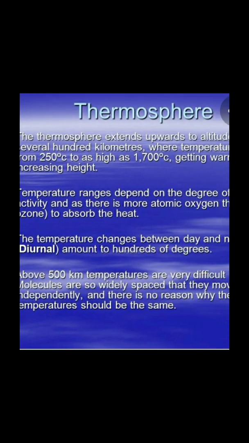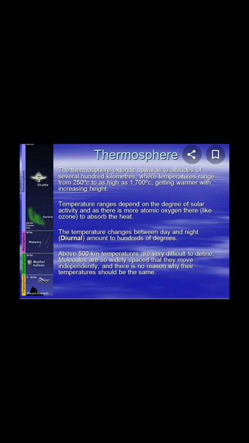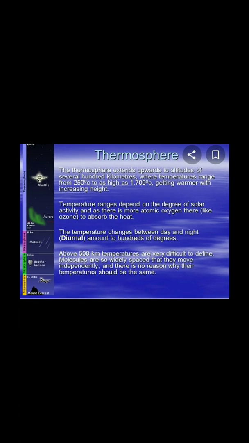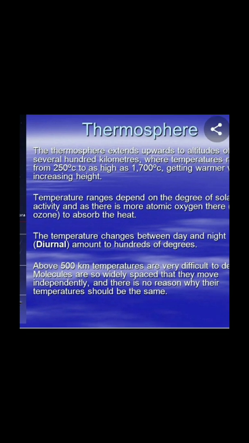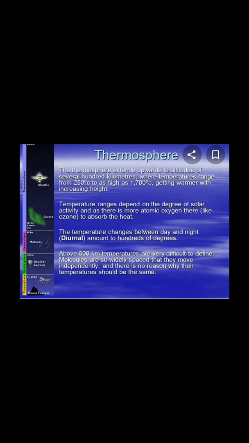The temperature changes between the day and night, the diurnal amount, come to hundreds of degrees. Above 500 kilometers, temperatures are very difficult to define, and molecules are so widely spaced that they move independently. There is no reason why the temperature should be the same, because the molecules move independently.